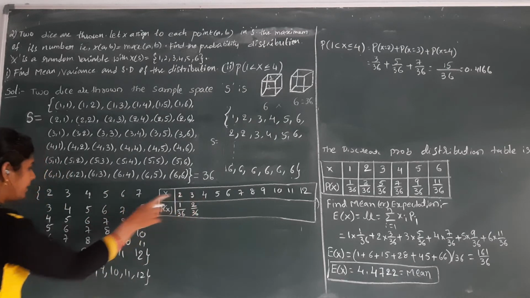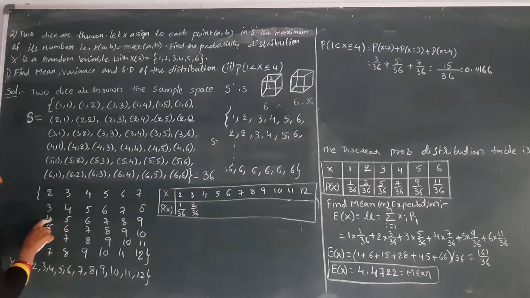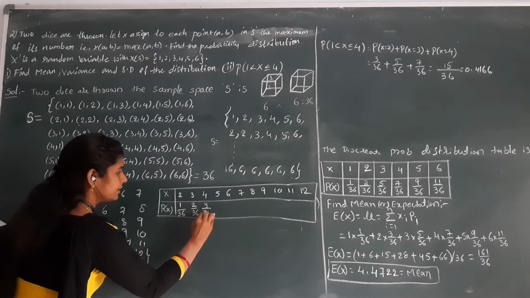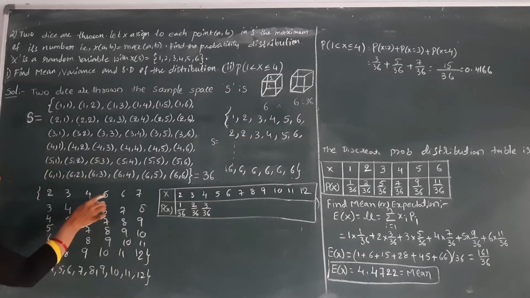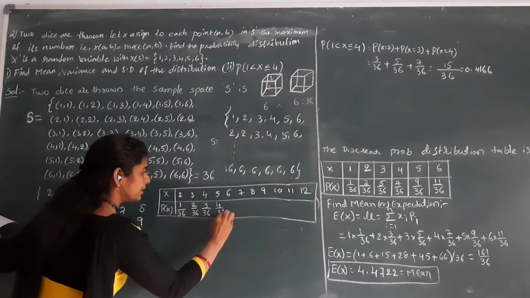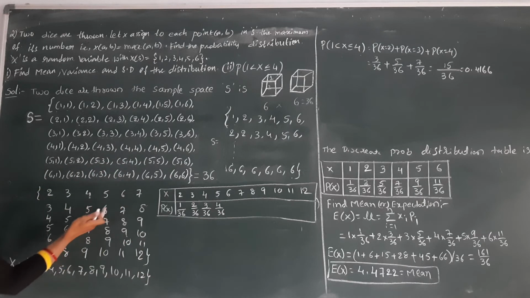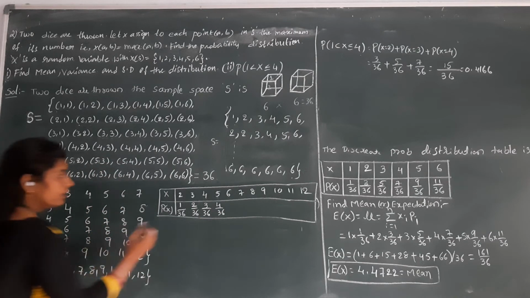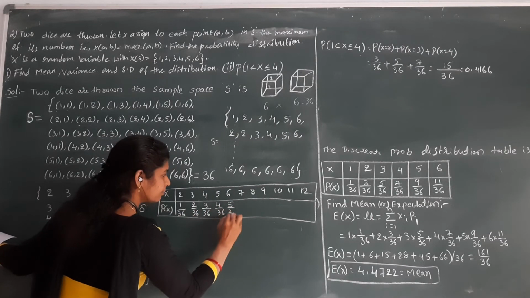Next, 4. How many places appear 4? 1, 2, 3. So 3 by 36. 5 appears 1, 2, 3, 4. 4 by 36. 6 appears 1, 2, 3, 4, 5. 5 by 36.